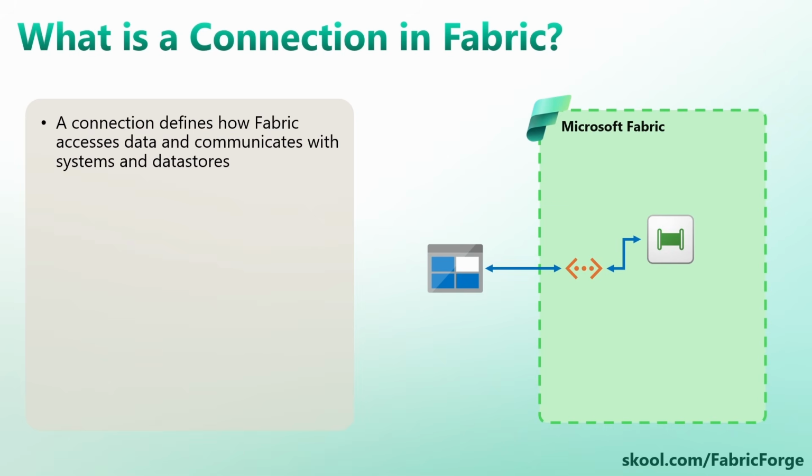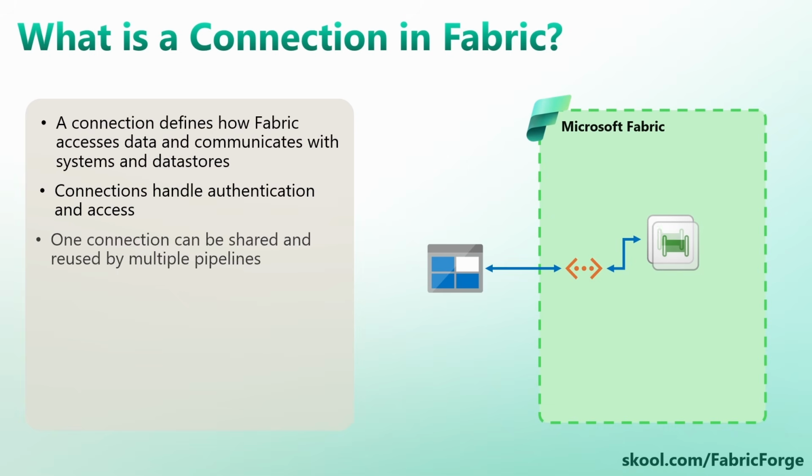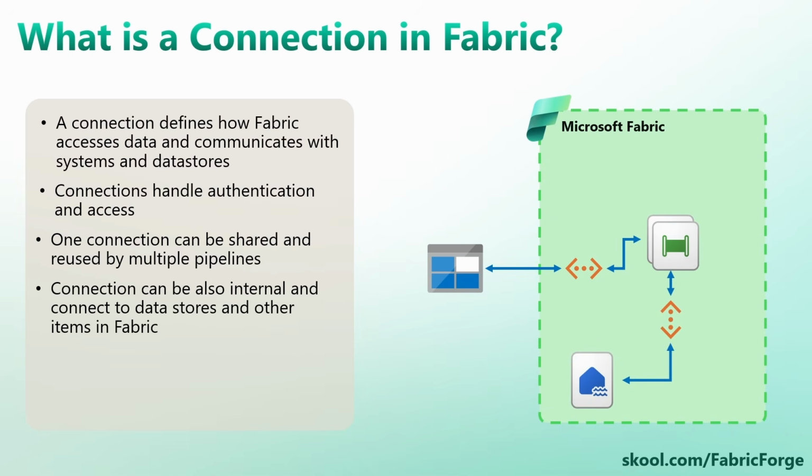To that connection, we define all the required connection information that is needed. For example, authentication, so that we can access that blob storage that is from the Fabric's point of view an external data store. This means that in the pipeline itself, we just use that connection, and that same connection can be shared by multiple pipelines. Also, it is good to know that there are internal connections as well, and we can use them to connect to Fabric data stores or run other Fabric objects in a pipeline like other pipelines.